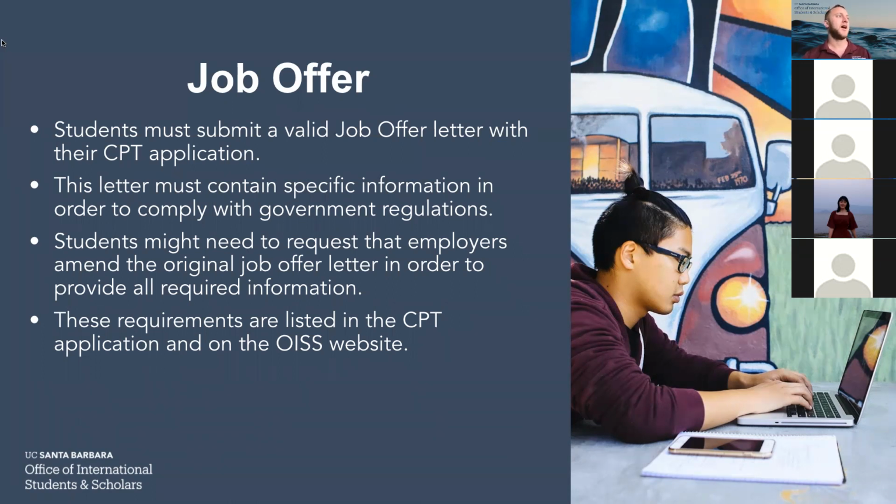So in those events, you can actually submit an email confirmation from your supervisor that contains the missing information, but it's not something you need to worry about right now. These details are listed in the CPT application and on the OISS website. I chose not to include them here because it's some pretty fine detailed information that you probably won't remember right now. It's usually just the hours that you're going to be working, your rate of pay, your job duties, things like that. So these are listed in the CPT application and on the OISS website.